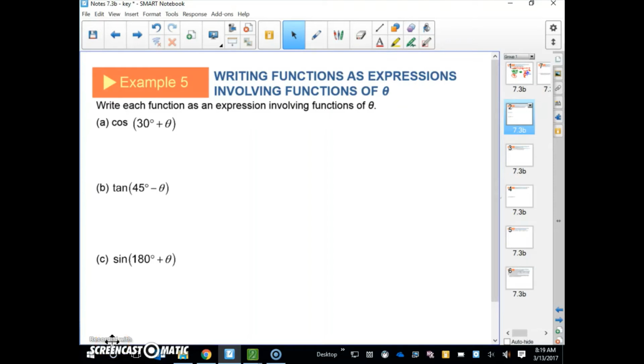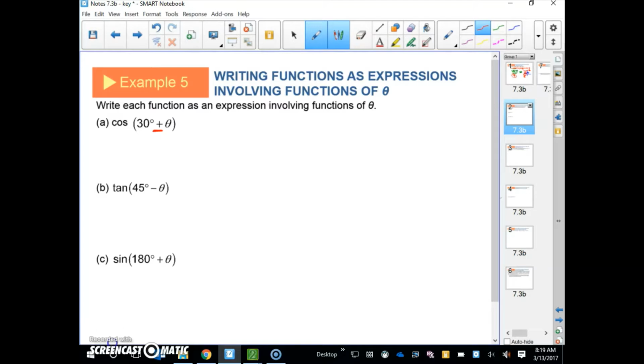Example 5, write each function as an expression involving functions of theta. Okay, I know you've had homework questions like this. You'll get cosine of 30 degrees plus theta, and they want the 30 gone. They don't want the 30 degrees anymore. They just want a theta in the answer. Okay. So again, you want to notice the pattern.